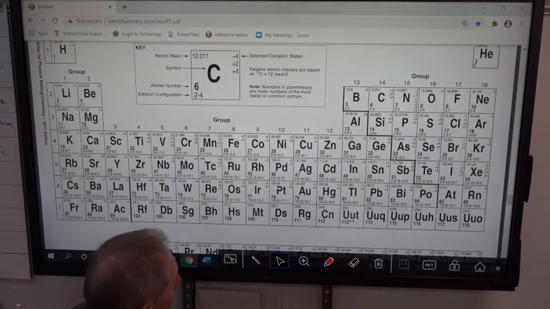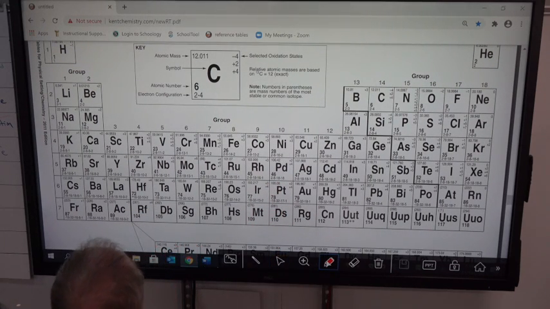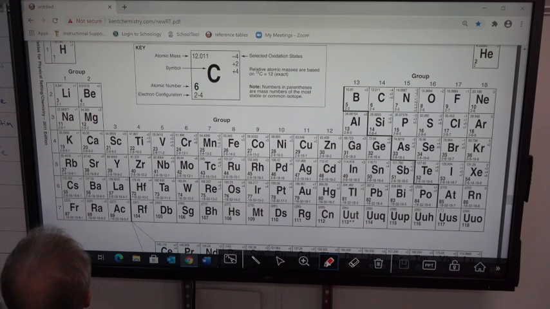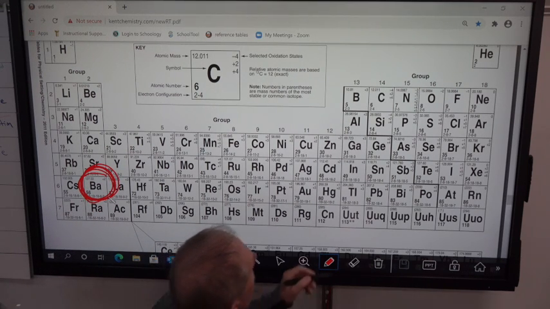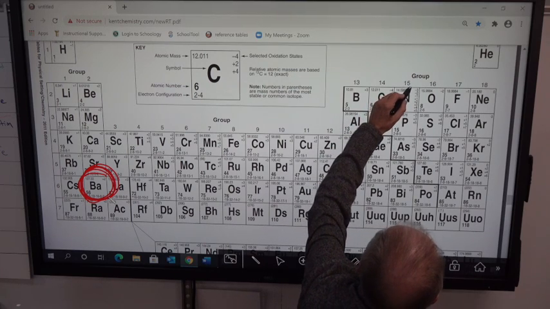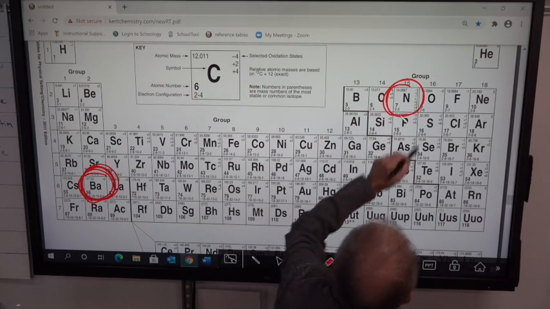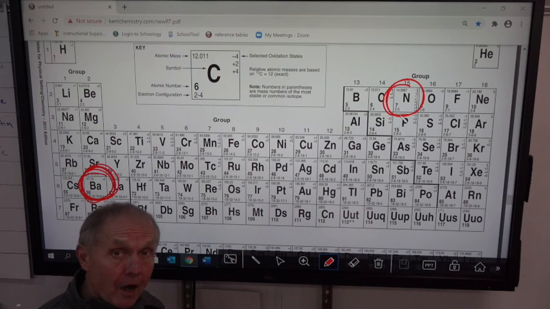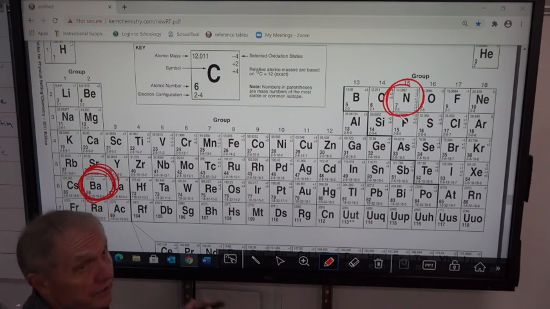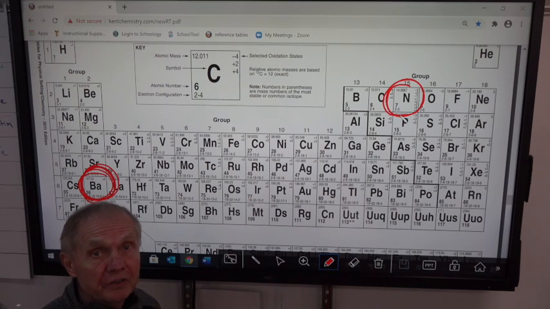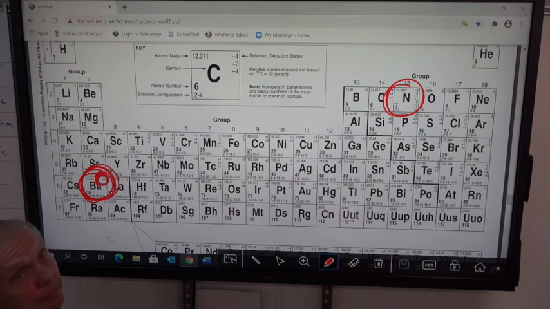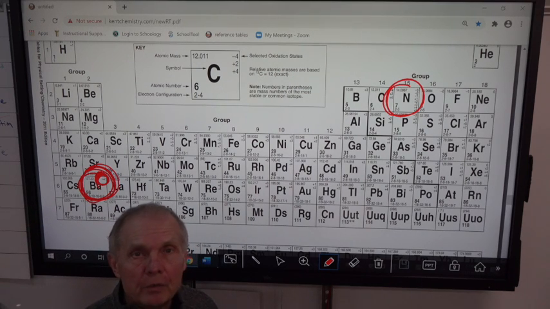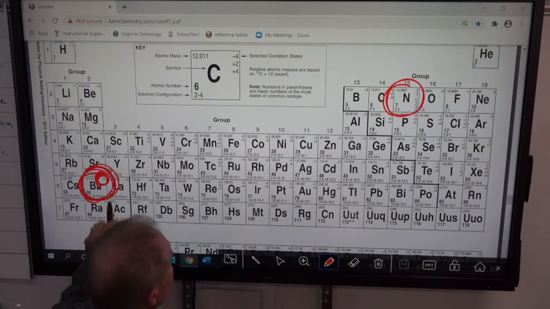Let's pick barium and nitrogen. Question: does the metal have more than one oxidation state? Barium's charge is only a +2. Do I need a Roman numeral? No, because it only has one charge.